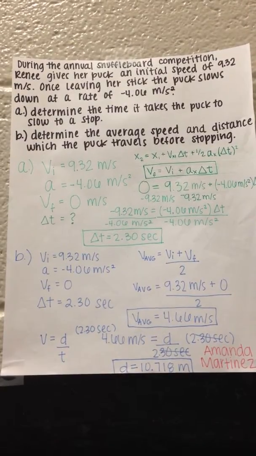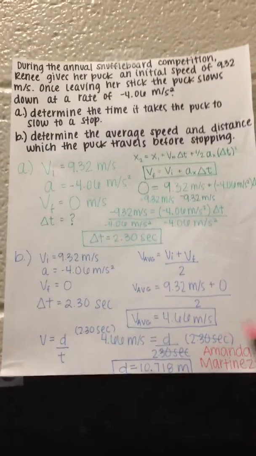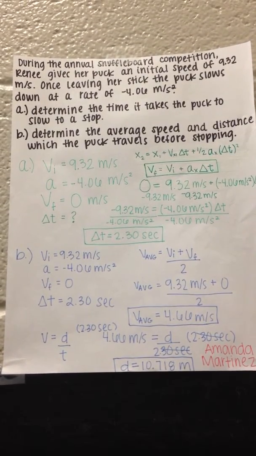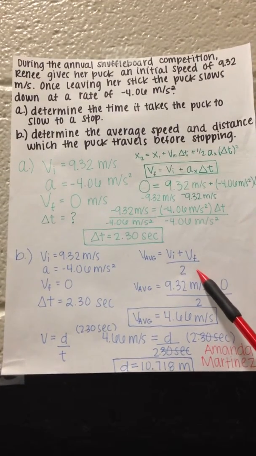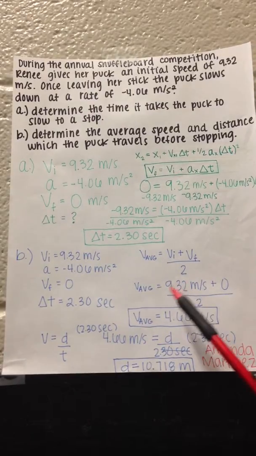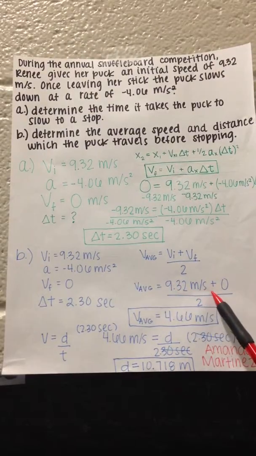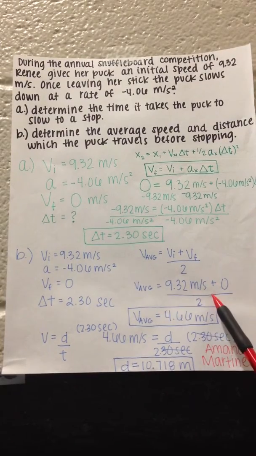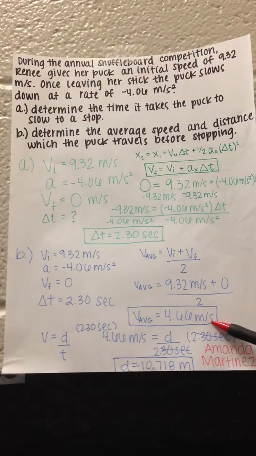Then for the second part of this question, for part B, it asks you to determine the average speed and the distance. So to determine the average speed, you have to use the velocity average formula, which is velocity initial plus velocity final divided by 2. So I plugged in all of my variables into the formula, and I got 9.32 meters per second plus 0 divided by 2, which gives you the average velocity of 4.66 meters per second.